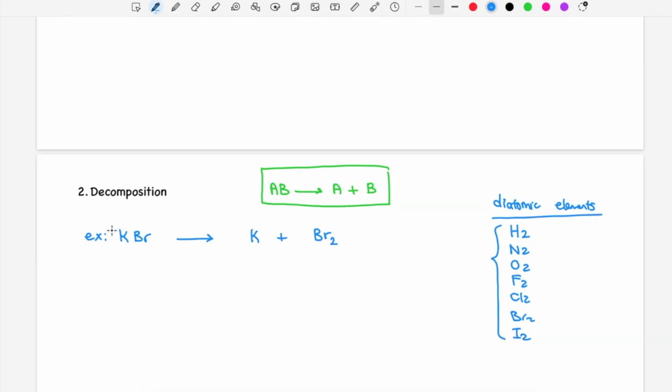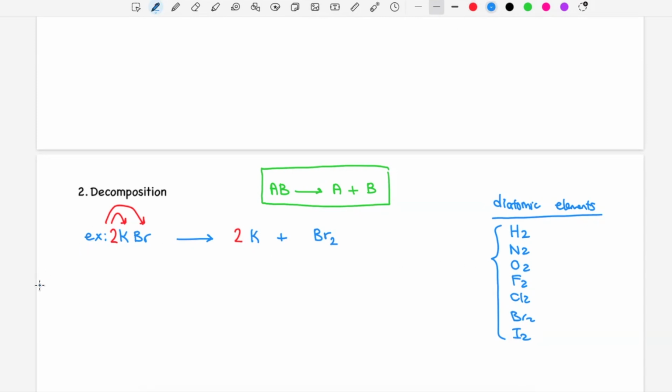So now the products are potassium and Br2. And now because I wrote everything correctly, we can start with the balancing. So now we have 2 Brs on the right. Because of that, I put a coefficient of 2 next to KBr. Now I have to balance potassium. Because of that 2 over here, potassium is now 2 on the left as well. So I put a 2 on the right. And this way we balance this equation.